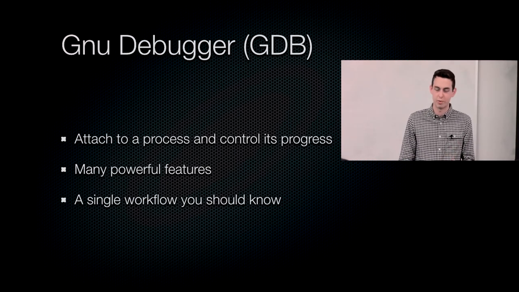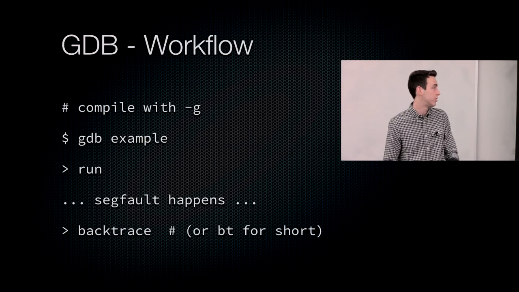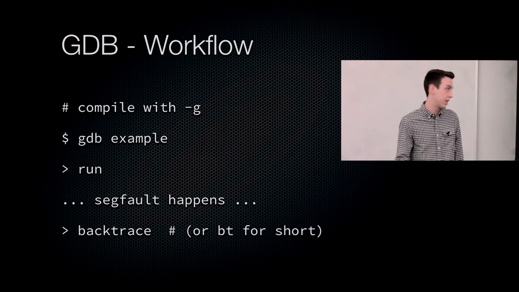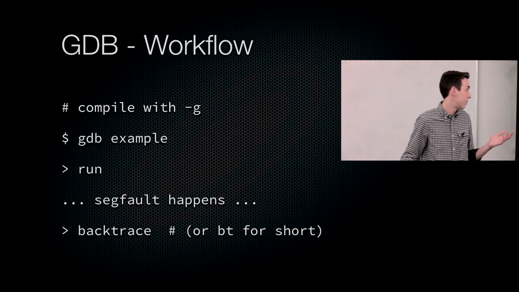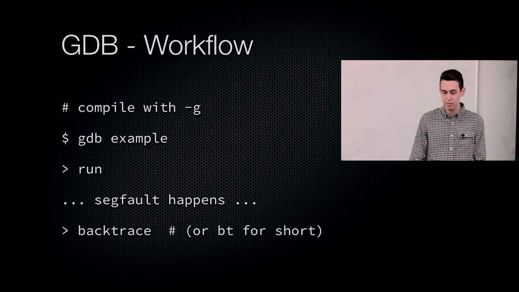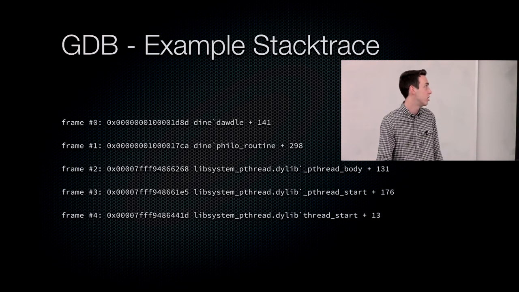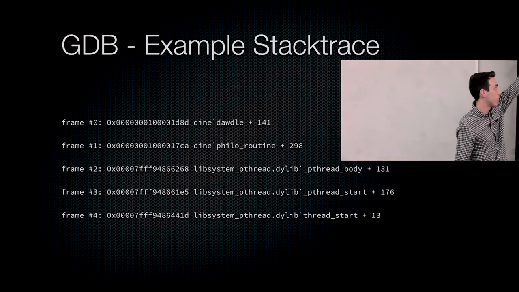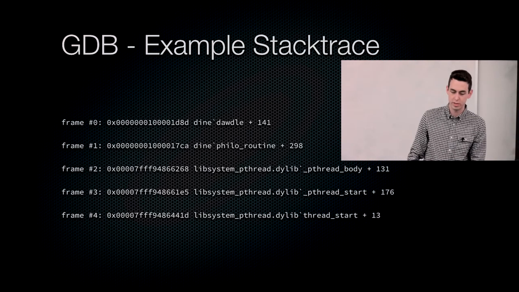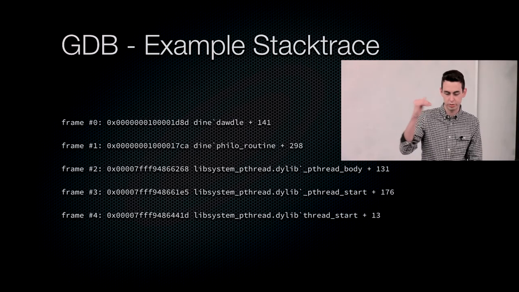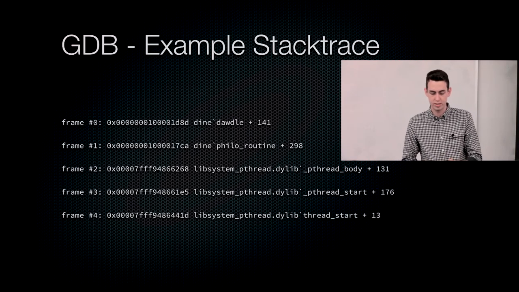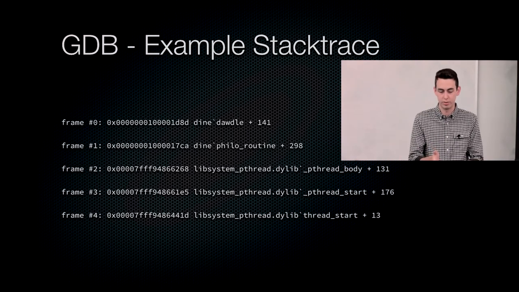The one killer feature I want you to know: first you compile with -g to include debugging symbols in the binary, and then you just use GDB and the example binary. So it's just GDB and then the program you want to run. It'll open up a GDB prompt. You just type run to start the process. The segfault will happen, and then you just type backtrace or bt. This gives you a stack trace of exactly where the program was when the segfault occurred and all the call frames above that. I can see from this, which was from my project in operating systems, there was a thread that got started, the initialization stuff happened, and then in this routine, philo routine, it called this function dawdle, and there was an error there.